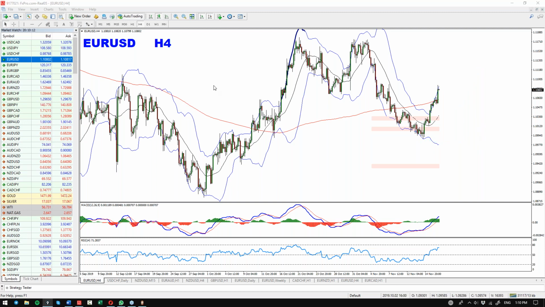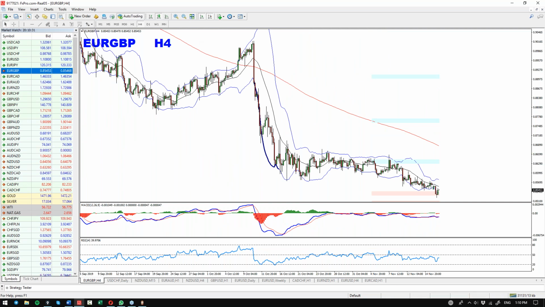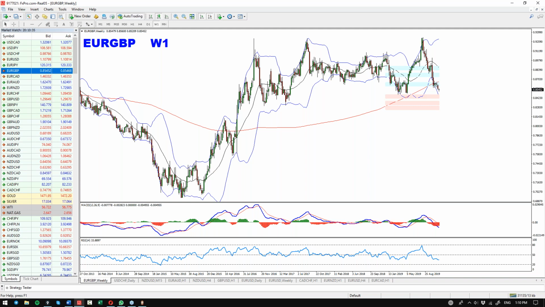That's the euro dollar. Just want to mention and remind you, if at any stage you have any question about anything I explain, please write it down and I will be more than happy to explain that again. The next one on our list is the euro versus the pound. We are still bearish. What do we trade here?